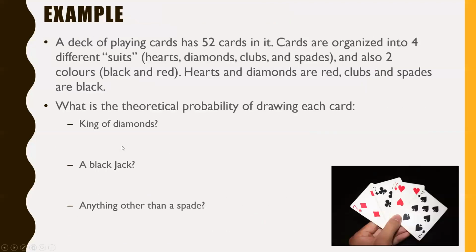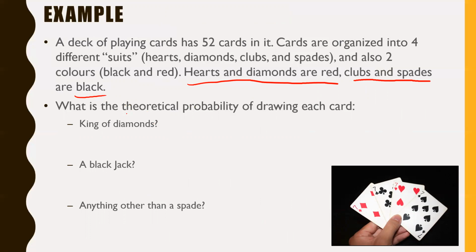Now let's do another example here. Again, if you want to pause this one and give it a try on your own, you can, or you can just watch me go through it. It's up to you. A deck of playing cards has 52 cards in it. Cards are organized into 4 different suits. Those suits are, of course, hearts, diamonds, clubs, and spades, in case you weren't aware, and also 2 colors, black and red. Now, hearts and diamonds are red, and clubs and spades are black, okay?